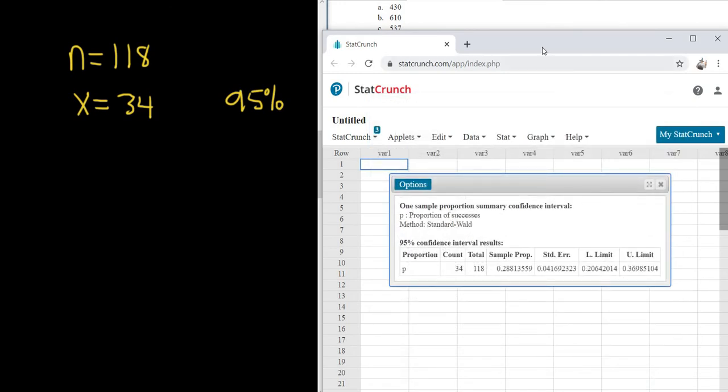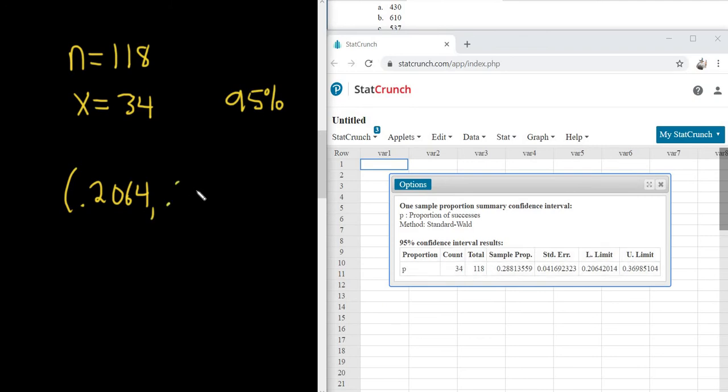Compute. All right, I'm going to use 4 decimals. So let's see, parentheses, 0.2064, that's the lower limit. And the upper limit would be 0.36, I guess 99 if I round to 4.